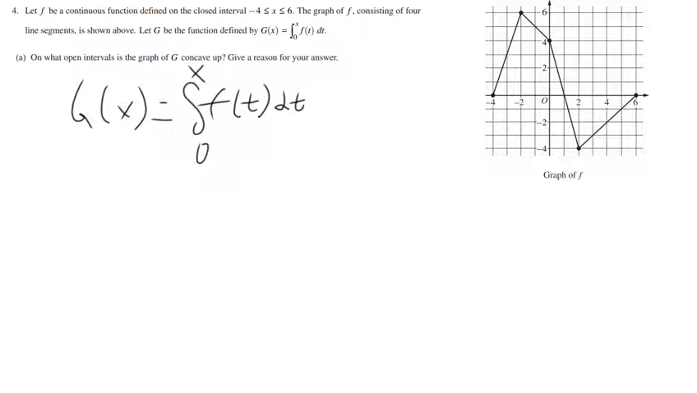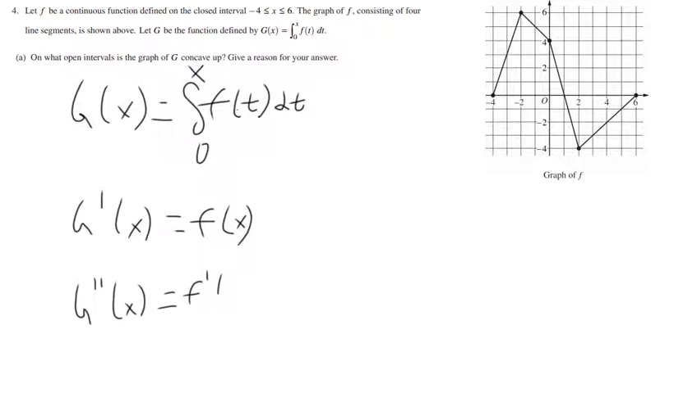We'll take our first derivative here. For g prime of x, by the fundamental theorem of calculus, all I have to do is take this and put it right in here when I take the derivative. So g prime of x will be equal to f of x. And then do another derivative, g double prime of x equals f prime of x. So to answer this question, all I need to do is tell where f prime of x is positive.